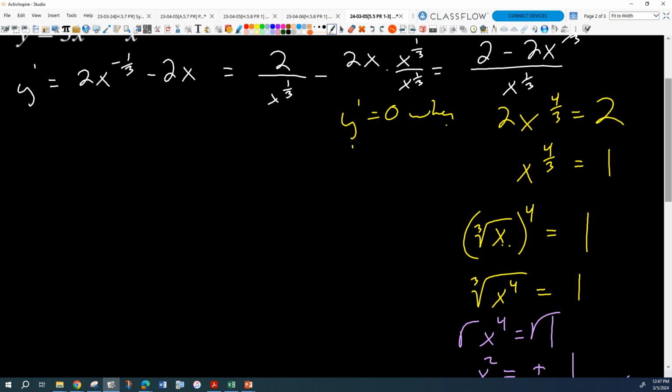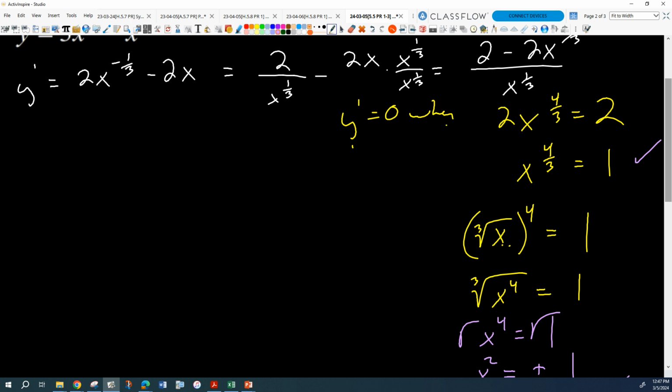Do they work? If I plug in +1, well, yeah, +1 to any power is 1. How about -1? Cube root of -1 is -1, right? To the fourth is 1. Everybody agree? So they both work, right? If we plug those in, they both are satisfied. They both satisfy that equation.